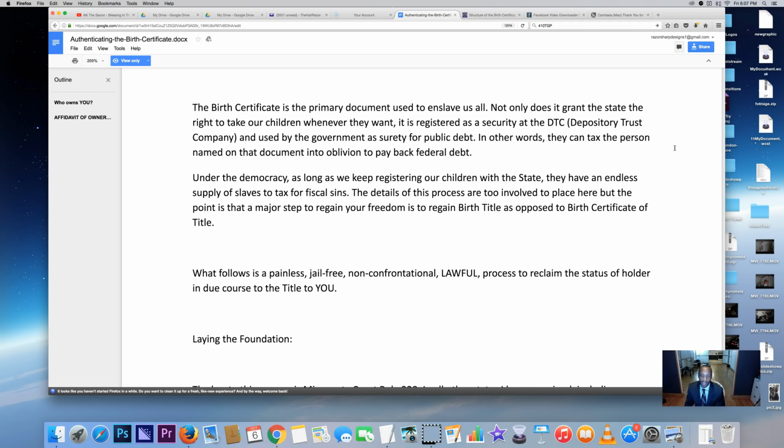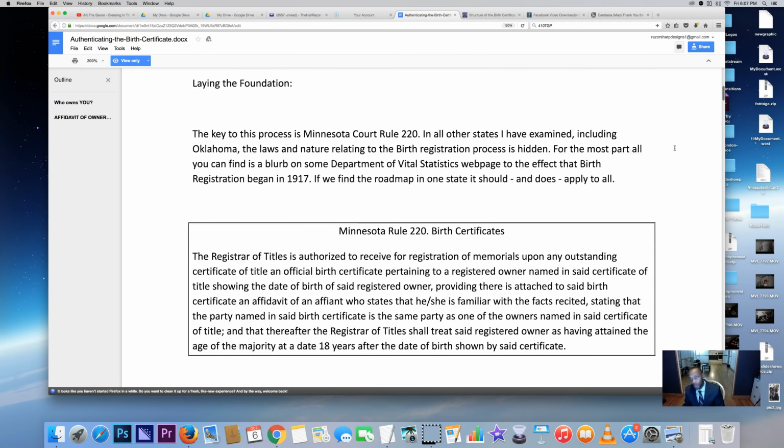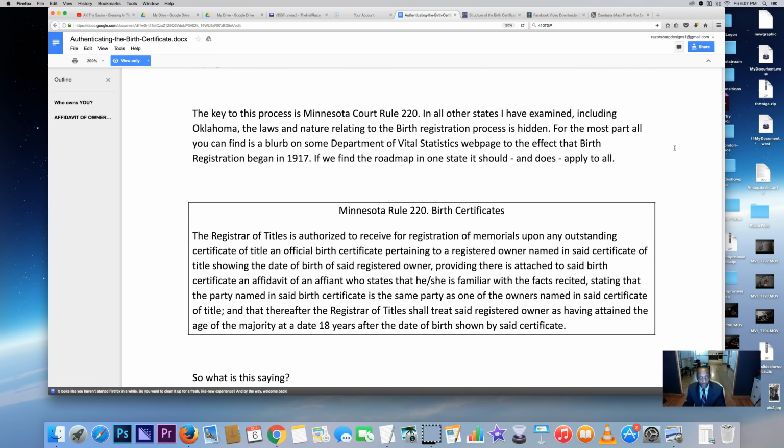The goal is to regain birth title as opposed to birth certificate of title. So you have to regain birth title. Now, what follows, well, I'm not going to go through all that. Now, okay, another major key. The process is the Minnesota Code Court Rule 220.